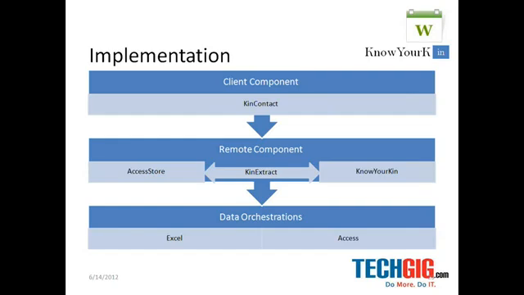So this is an implementation of your Know Your Kin, basically. You have the client component, a kin contact, which basically contacts the remote component in the drive. So you have the kin contact and kin extract, which has the link to the actual resource, Know Your Kin and Access Store resources. From there, we pull all the XML data into the directory structure, and the data orchestration is done in the Excel sheet as shown in the previous slides. So this Excel data has been orchestrated in the Excel sheet and put into different DBs, including Access as well.